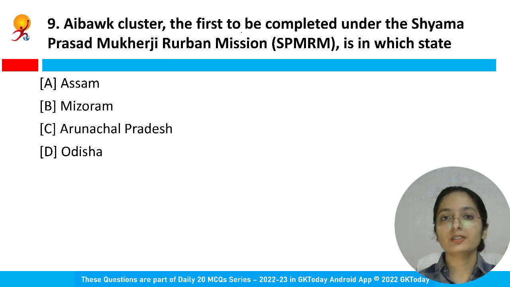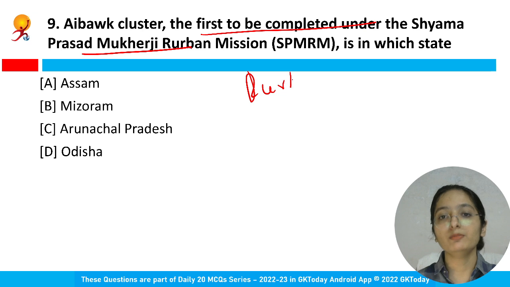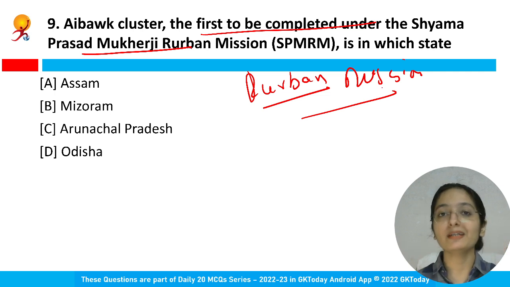ABWA cluster, the first to be completed under Shyama Prasad Mukherjee Rurban Mission. This term is very important. Rurban. What is Rurban? And this mission is also important. So don't worry, I'll completely talk about it. But this cluster is in which state? First to be completed under this mission. This cluster is in which state? A, B, C, D. What do you think is the right answer of this question?